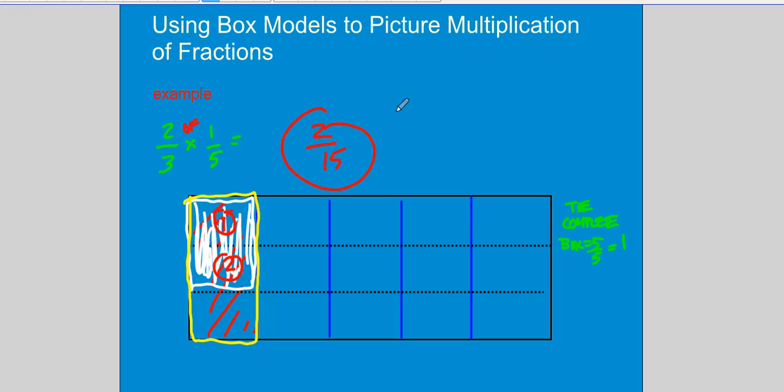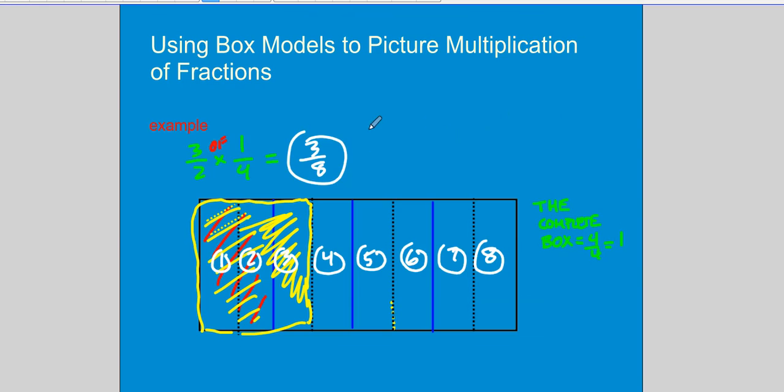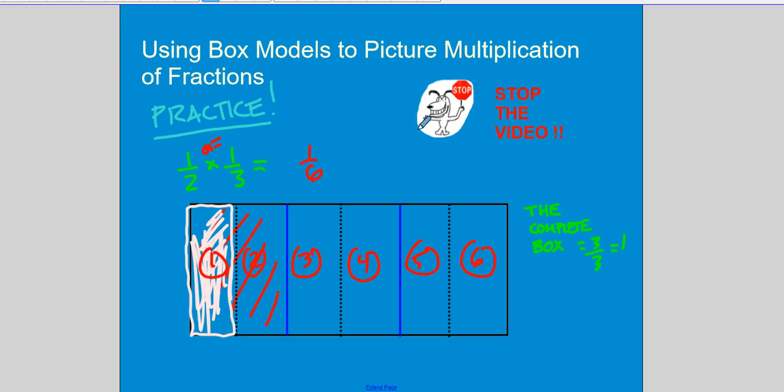So back on this question, I could have just gone 2/3 times 1/5. 2 times 1 is 2. 3 times 5 is 15. So notice this algorithm or method of multiplying fractions gives me what the box model gave me. So that's how we will multiply fractions going forward. So now the last one in this example, I have 3/2 times 1/4. That's 3/8, okay, which is what we got with the box model. And then the practice problem, 1/2 times 1/3. Well, 1 times 1 is 1, 2 times 3 is 3, so we get 1/6.